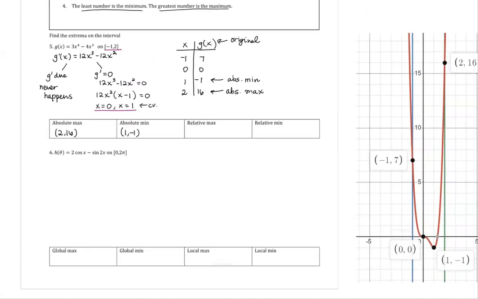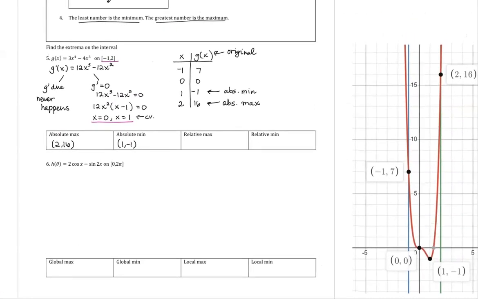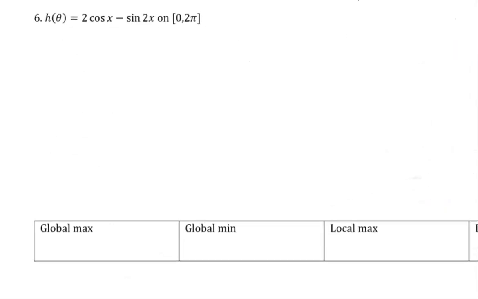So let's continue and find our relative extrema. We can see that the point (1, -1) is also a relative minimum because it's lower than all of the other points that are around it. It is a valley on the graph, but there is no relative maximum on this graph because there's no hills on this graph. Now let's come in and look at example 6.